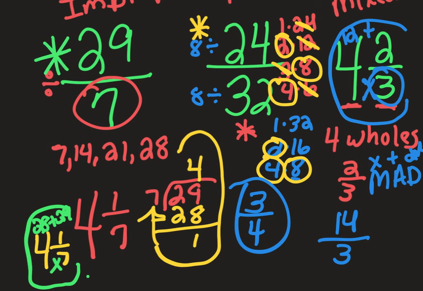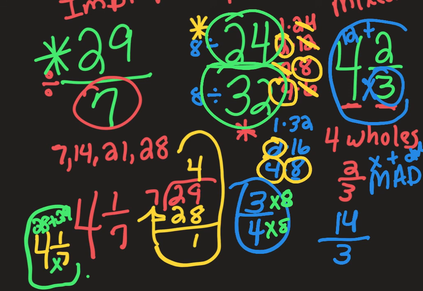If I want to check on this one, I know that I divided both by 8, and the opposite of dividing is multiplying. So if I came down here and said 3 times 8, I would get 24, which is what I had. And if I say 4 times 8, I would get 32, which is what I had.